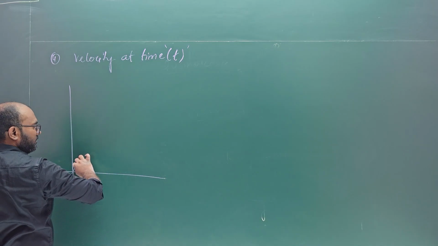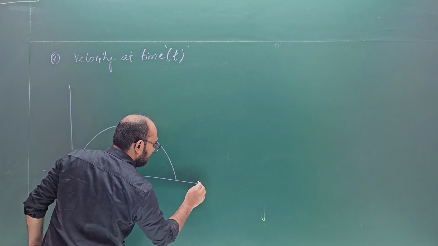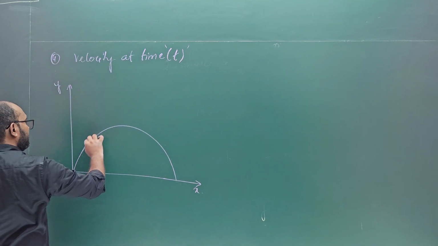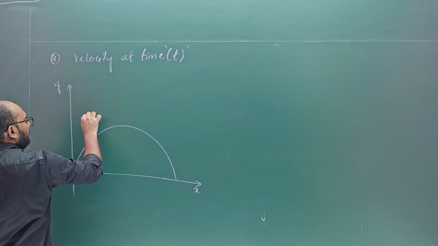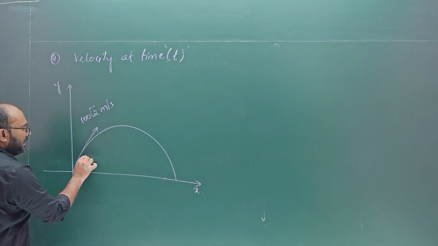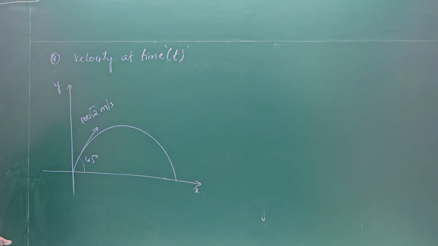Consider an object being projected and it falls over there. This is your x-axis and this is your y-axis. Let's say it is thrown with 100√2 meter per second at an angle of 45 degrees. We already saw how to calculate Hmax, how to calculate time, and how to calculate range. So now we are not calculating that.